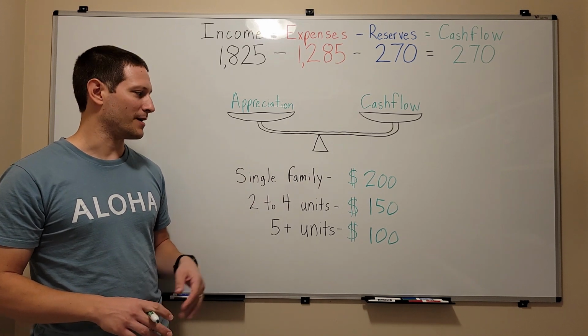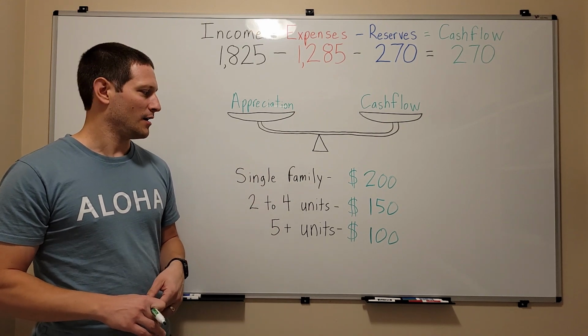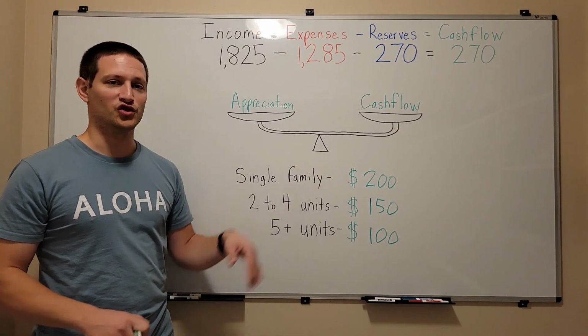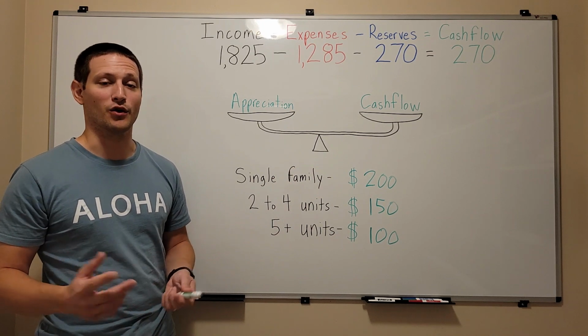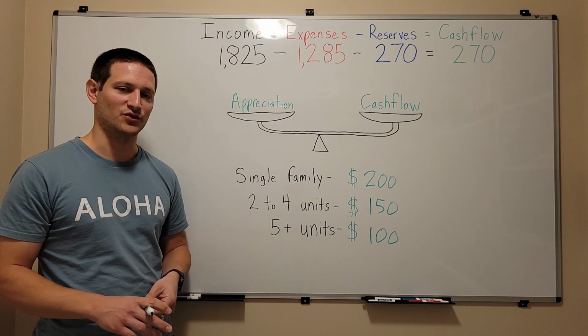So next week, we'll talk about how to take these numbers and weigh them between different properties. A cheaper property that cash flows $200 might actually be better than a more expensive property that cash flows $400. So we'll talk about how to compare these using cash on cash return on investment.